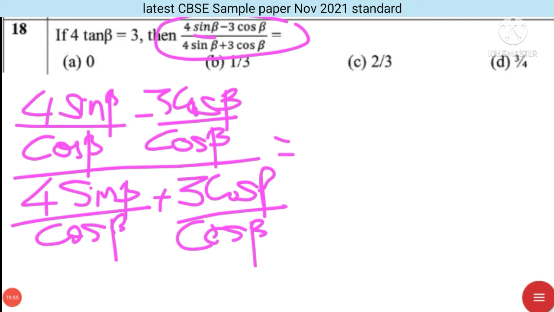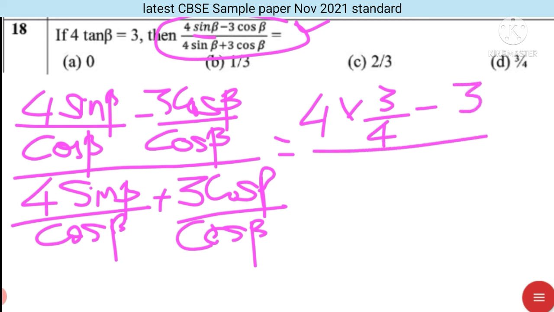For this question, I shall divide numerator and denominator of the question by cos beta, because it will help me to convert it to tangent beta, which value is given to me 3 by 4. So I get 4 tangent beta, and tangent beta is 3 by 4, minus 3 cos beta by cos beta is 1. Upon this also becomes tangent.